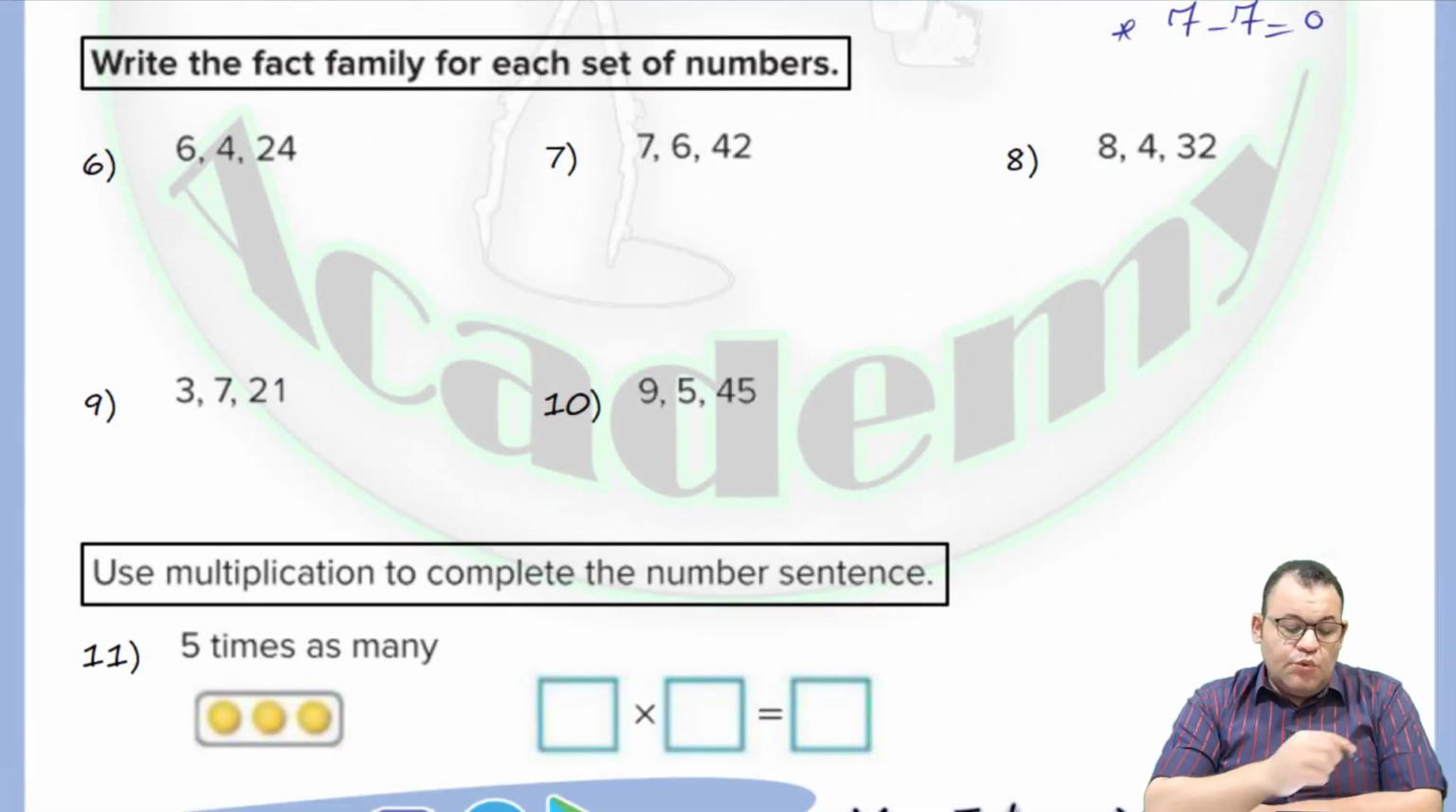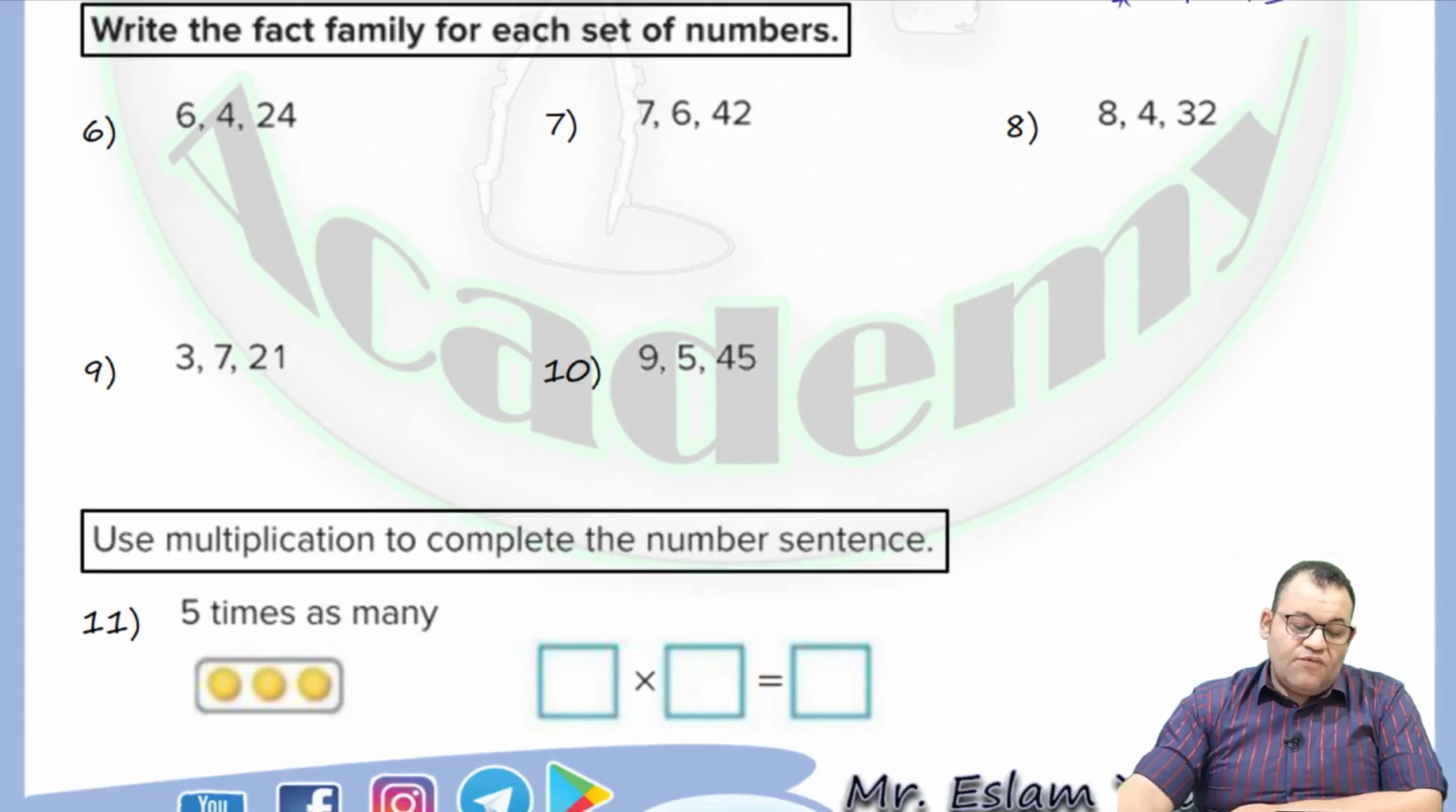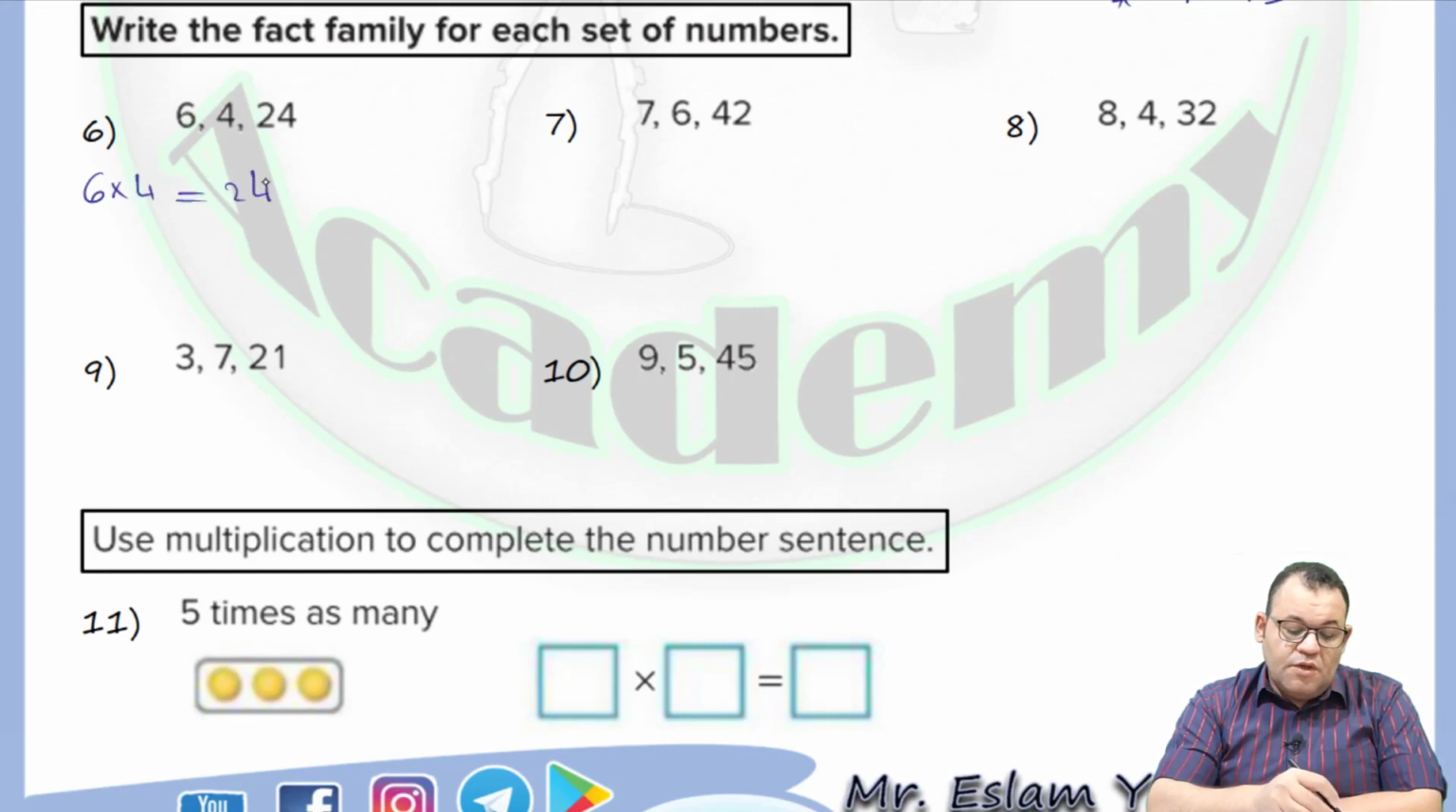In question number 2, we need to write the fact family of each of the following numbers. We have 6, 4, and 24. You will find that when we multiply 6 times 4, it will be equal to 24. And also 4 times 6 will be equal to 24. Now for division. We'll say 24 divided by 4 will be equal to 6. And 24 divided by 6 will be equal to 4.